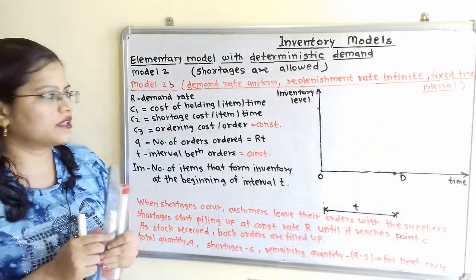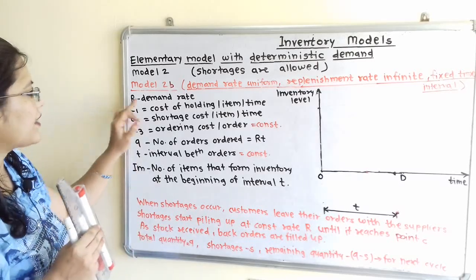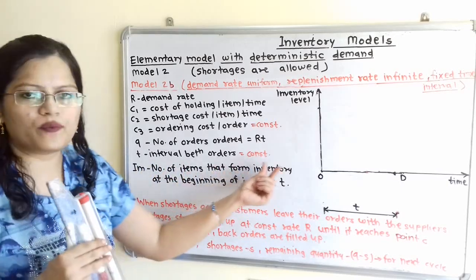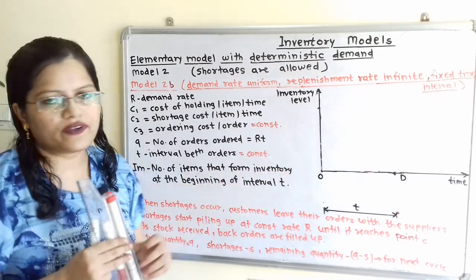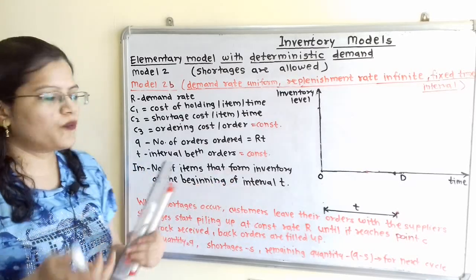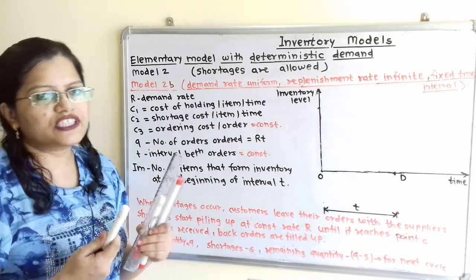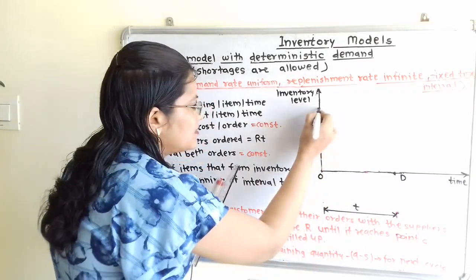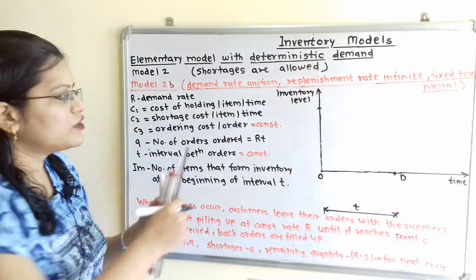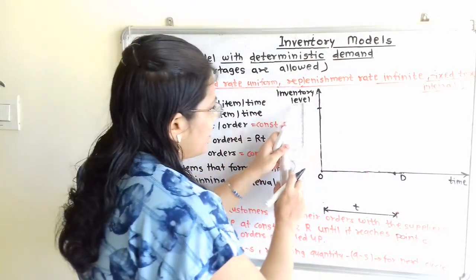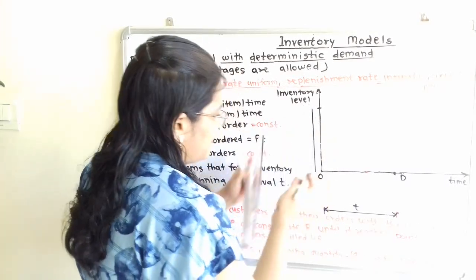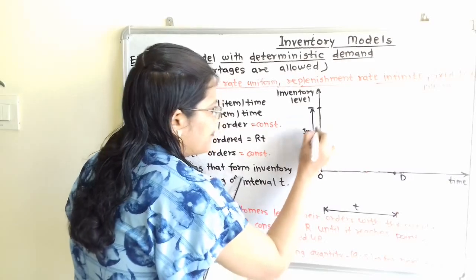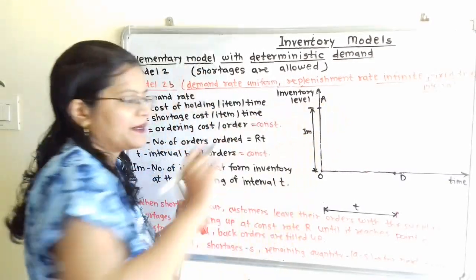Now we will move to the other parameters. Here R is the demand rate and IM is the number of items in inventory at the beginning of the interval T. So point O is the initial point for this interval T. Now at this point O there is some inventory available, so we will show this particular level, and that level will be IM. Here is IM, and I will show this point as point A.